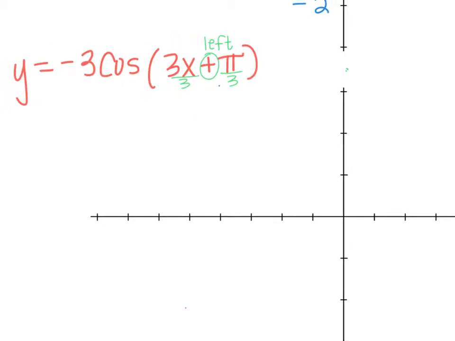So y is going to be equal to -3 cosine, the 3, and then the new set of parentheses that I'm introducing. When I divide by 3, I get plain x, and I get pi over 3.